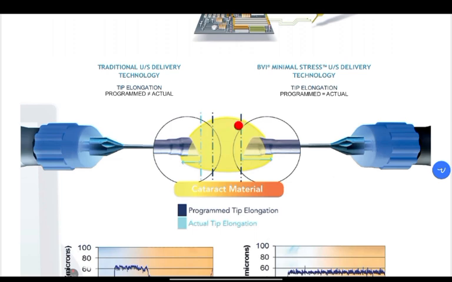This is our program tip allocation in dark blue color, and the actual tip allocation in light blue, sky blue color. So here you can see the tip allocation programmed is equal to actual. It is equal to actual, but here is a difference: the tip allocation programmed is not equal to actual.